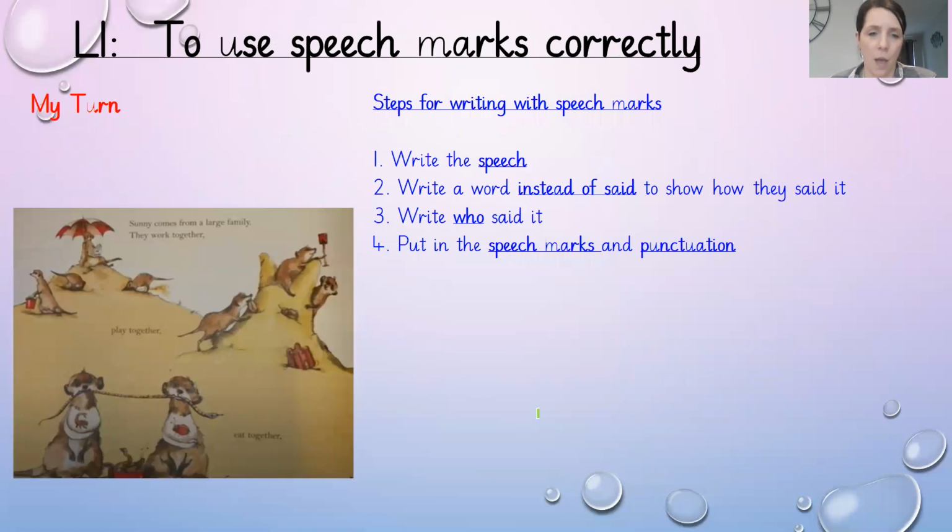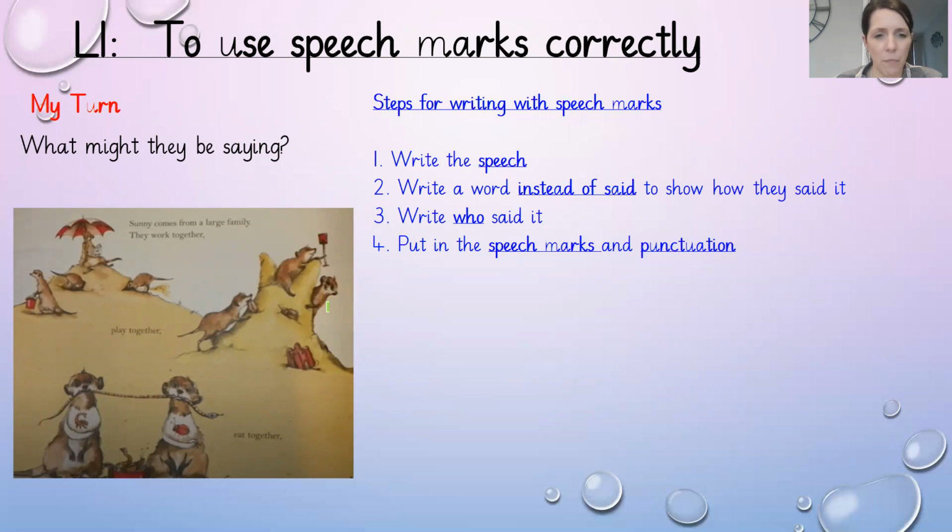Okay, so I'm going to have a go first at writing some text with some speech marks, and then you're going to have a go. And I've got some steps here for writing with speech marks. Okay, so first of all, I need to think about what these characters might be saying. So over here, we've got a meerkat carrying a bucket. Maybe he's saying, "I'm going to go and get some more water," or "I'm going to collect some stones." Maybe that's what he's saying. Maybe over here, this little meerkat might be saying, "Can I have the spade now?" Because this one's got the spade.